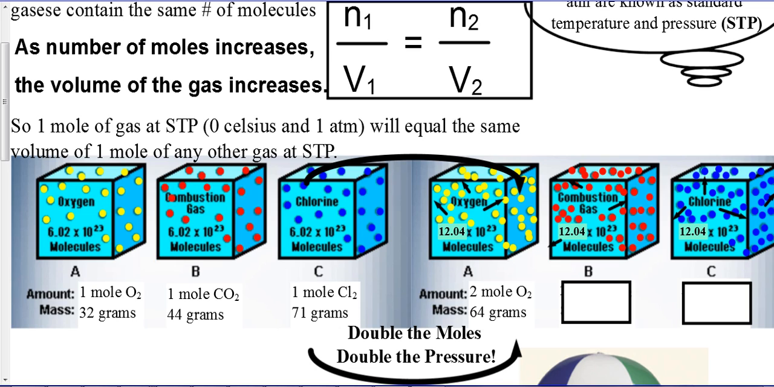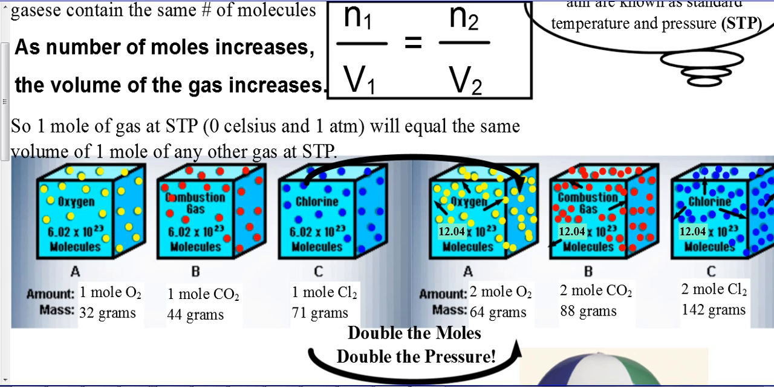So the whole point is, if you have 1 mole of a gas, it's going to take up the exact same amount of space. We'll talk about specifically how much space that is. If we have 2 moles of those gases, they're going to take up 2 times that amount of volume.